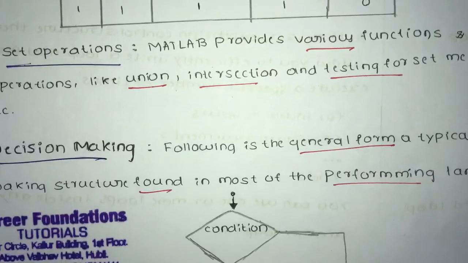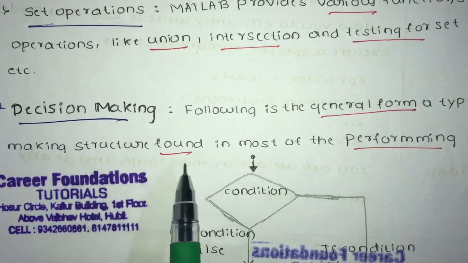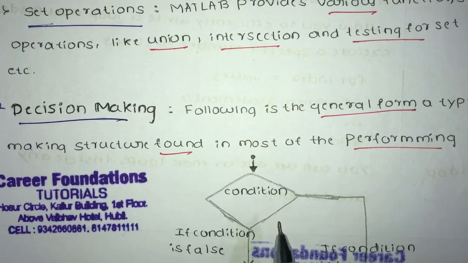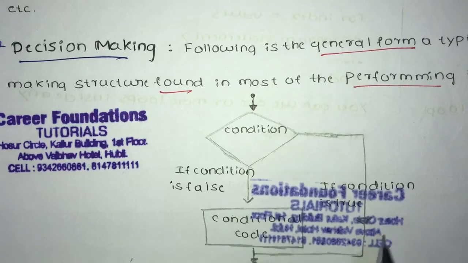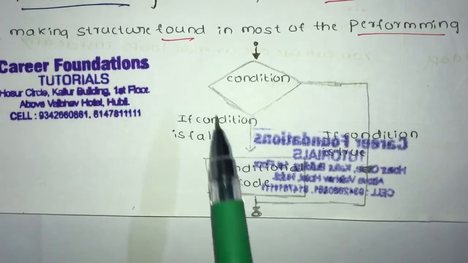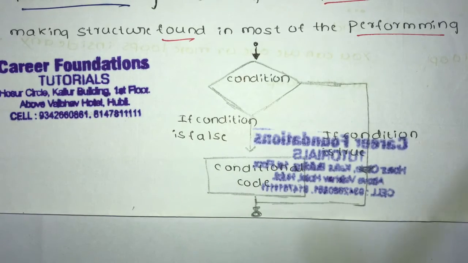Next we have decision making. Following is the general form of a typical decision making structure found in most programming languages. The condition is true or false. If the condition is true, do this. If the condition is false, do this. So these are the list of options. If the condition is false, it will do this. If the condition is true, it will go out.